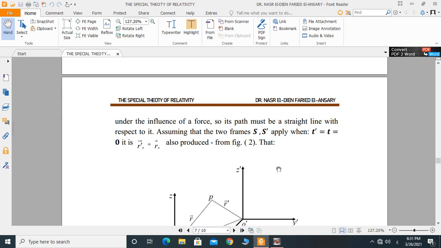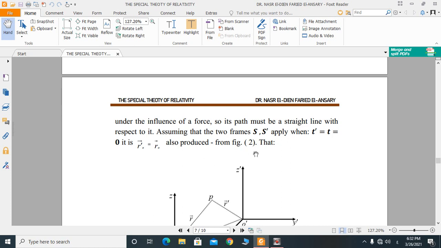Now, assuming that the two frames S and S dash apply, when t dash equals 0, at this moment r dash naught equals r naught.